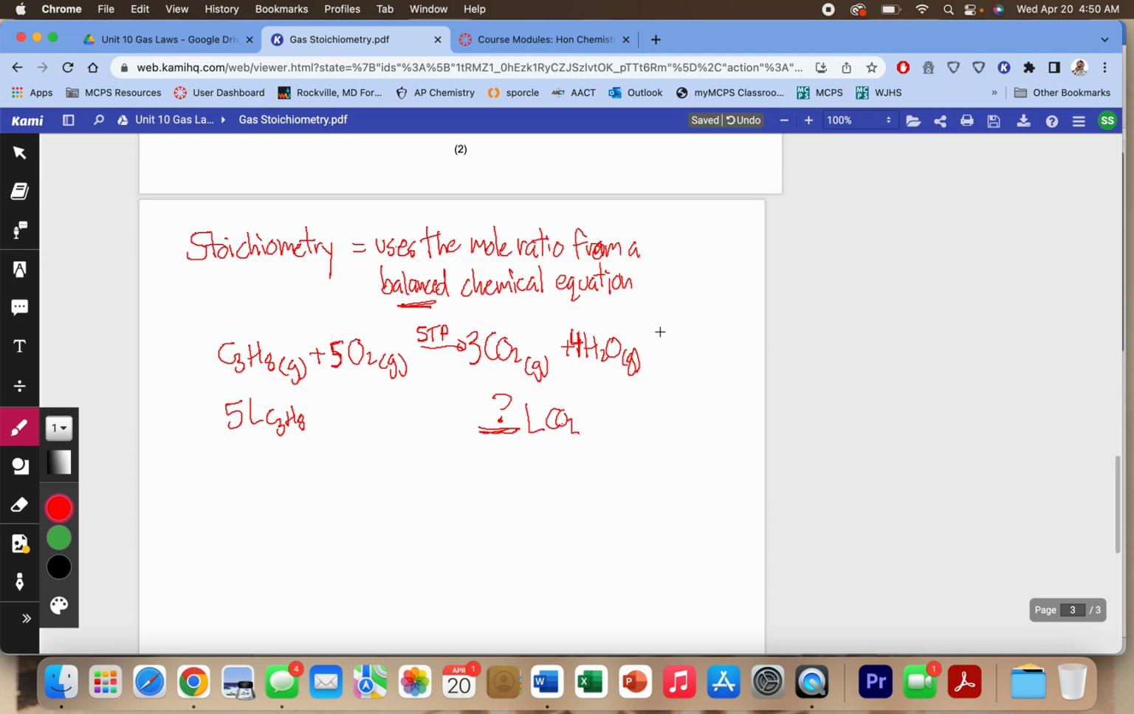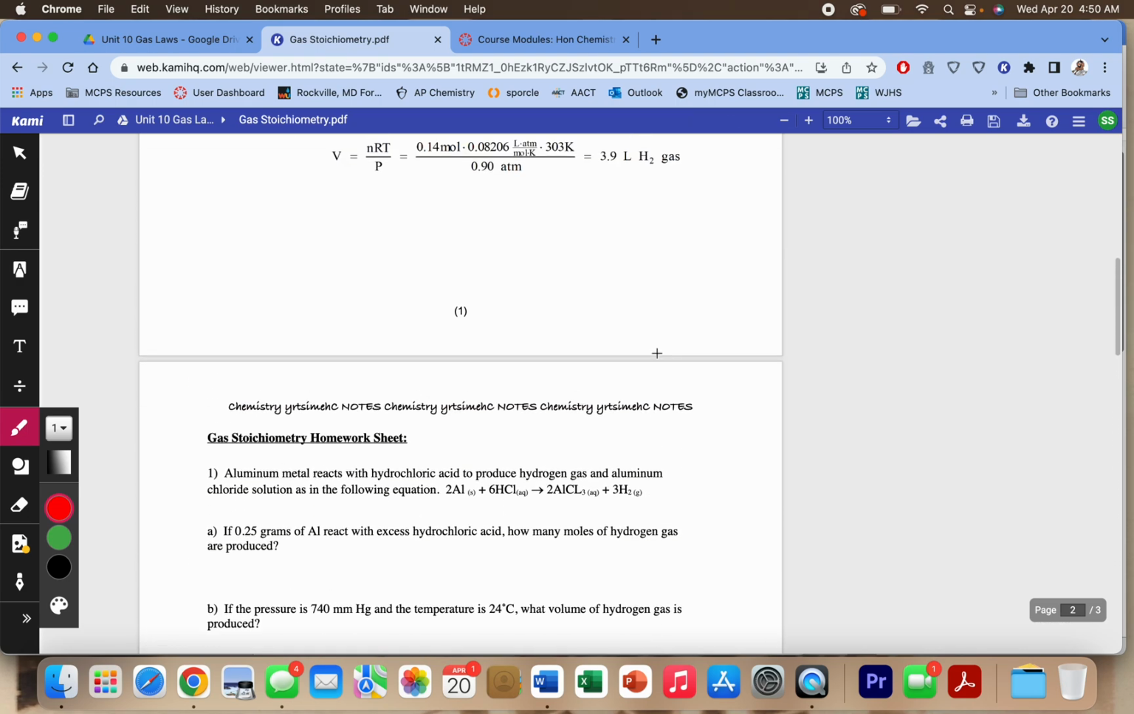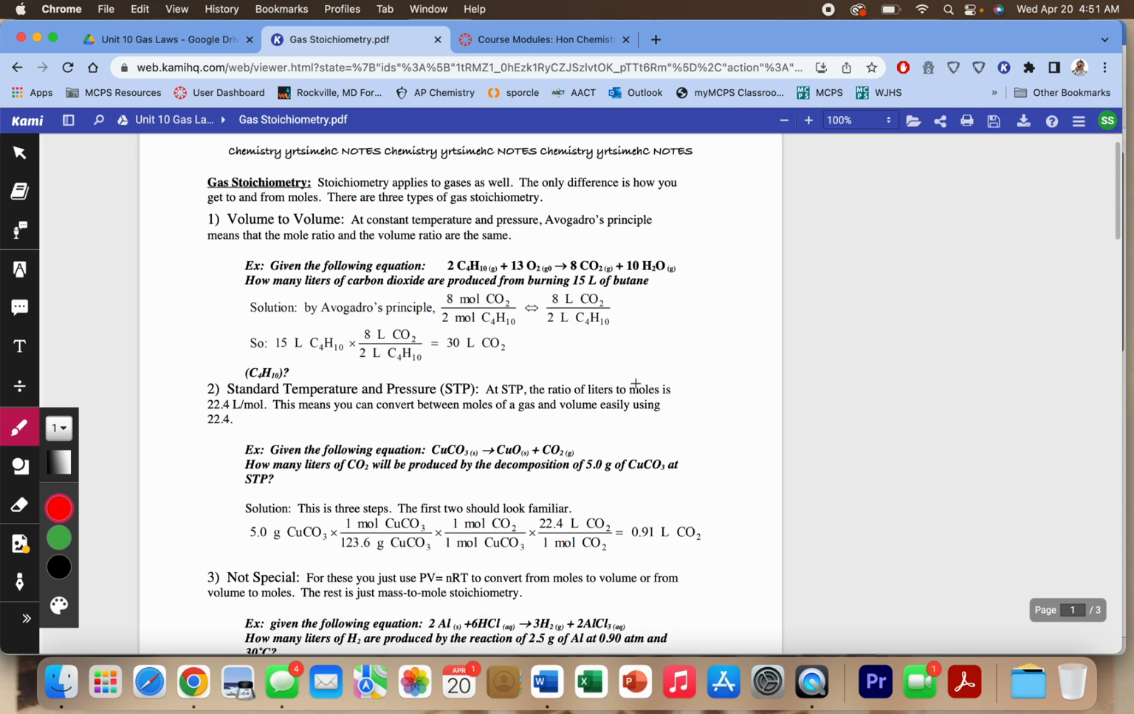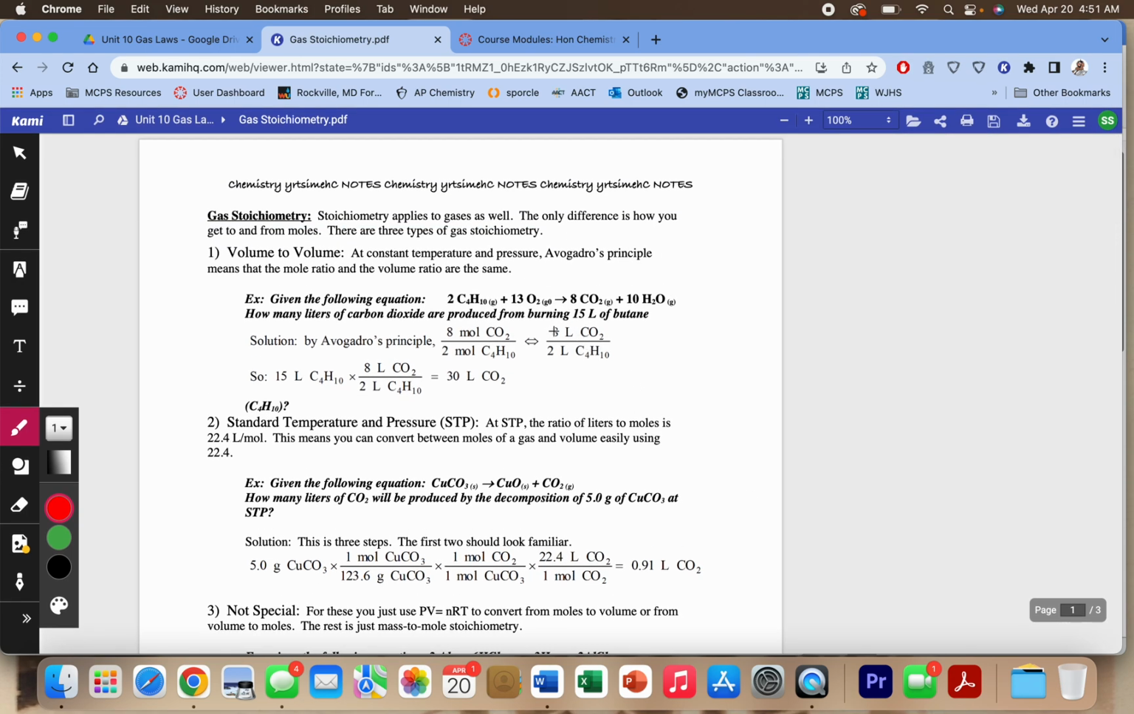Now, if we take a look up here, there are notes, and these are provided in the module, but we're going to talk about these. There are 3 basic ways of doing stoichiometry. One of them is simply volume to volume, and this one is really, really easy, and that's because of Avogadro's principle. Avogadro's principle is basically V1 over N1 equals V2 over N2. In other words, if the temperature and pressure are constant, volume and moles are directly related.